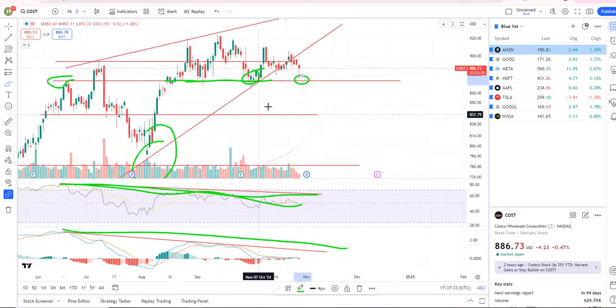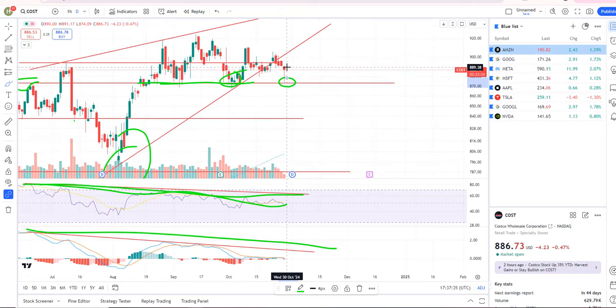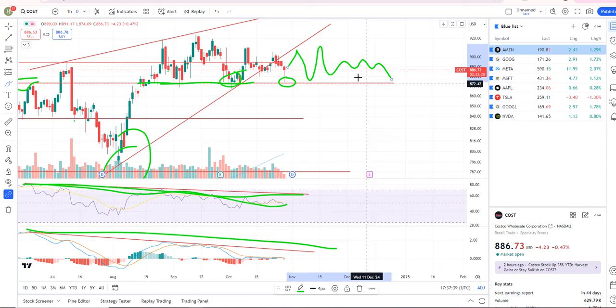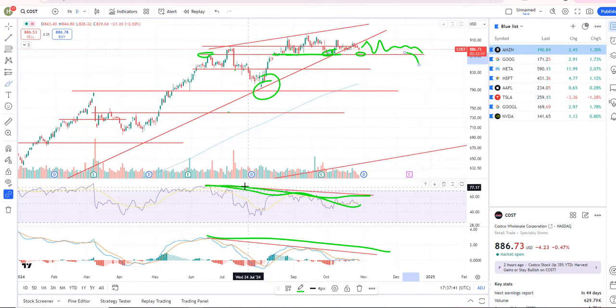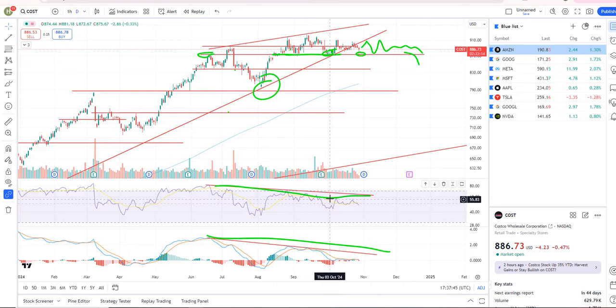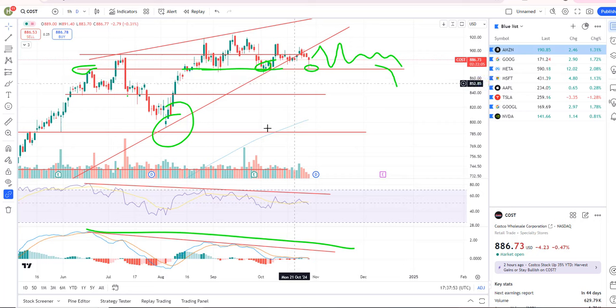So from what I can tell, the best you could probably hope for is backtesting and drifting sideways. But ultimately, I do think this breaks to the downside. The momentum on this has been dropping off. So it could put in another divergent high, but you can see we've just been dropping in momentum while price is going higher. We're now starting to stall out.